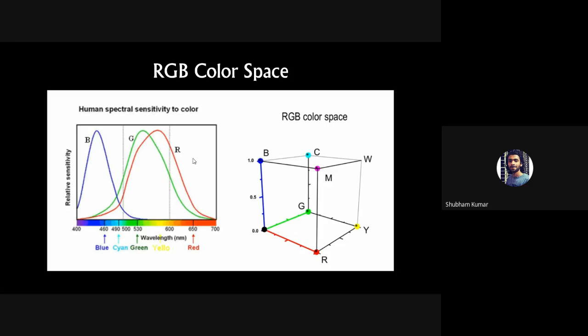G is at power 20, R is power 30. The combination of these three will create a unique combination of color. So basically, this is how we see things. Cone cells are stimulated. Each type of cone cells are stimulated at different levels, and that creates different kinds of combination of sensation of this color.